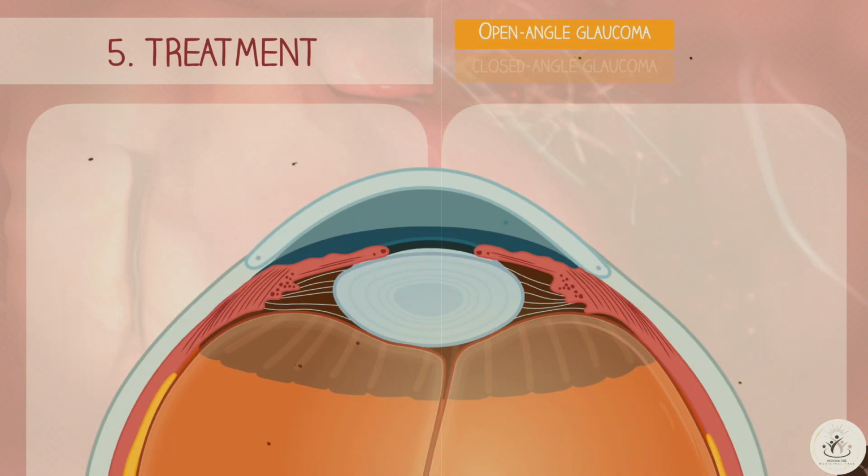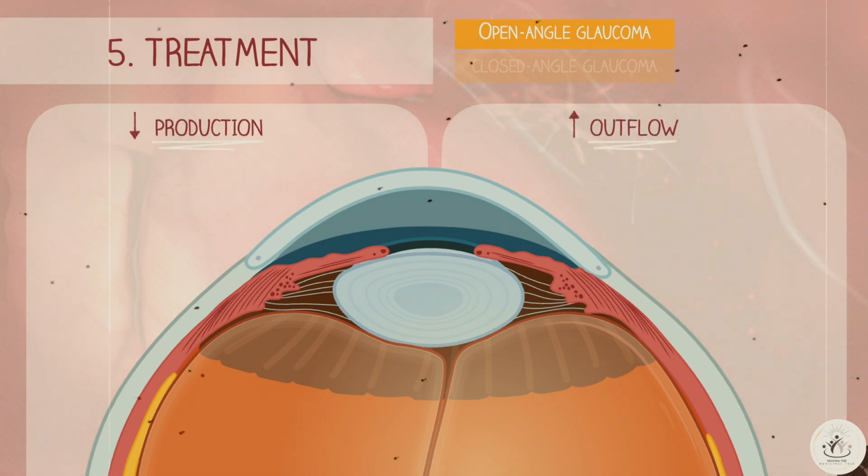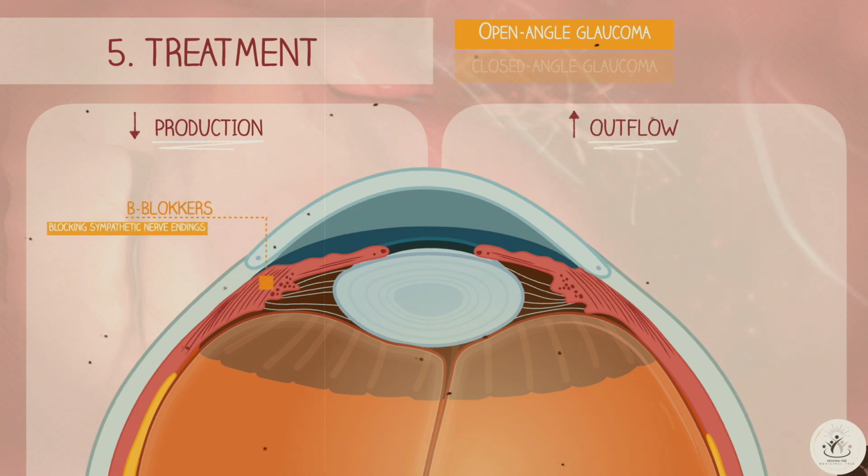The treatment approach for open-angle glaucoma primarily focuses on reducing intraocular pressure. This can be accomplished by using eye drops, which function by either decreasing the production or increasing the outflow of aqueous humor. Beta blockers, for example, block sympathetic nerve endings in the ciliary epithelium, thereby reducing aqueous humor production. Similarly, carbonic anhydrase inhibitors decrease aqueous humor production by inhibiting the production of bicarbonate ions, which are crucial for its formation.